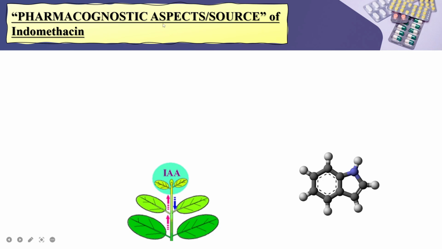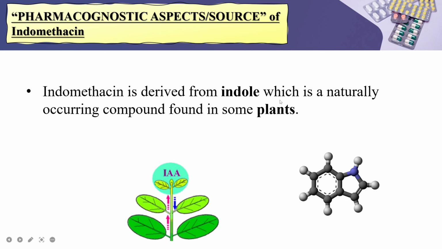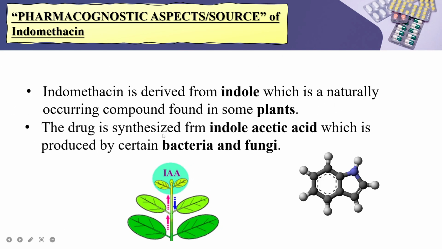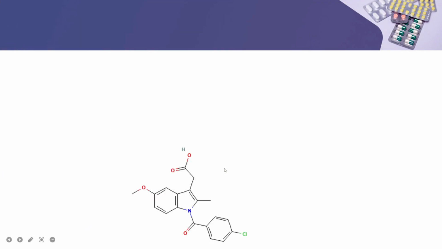What are the pharmacognostic aspects and source of indomethacin? Indomethacin is derived from indole, which is a naturally occurring compound found in plants. The drug is synthesized from indole acetic acid, which is produced by certain bacteria and fungi.